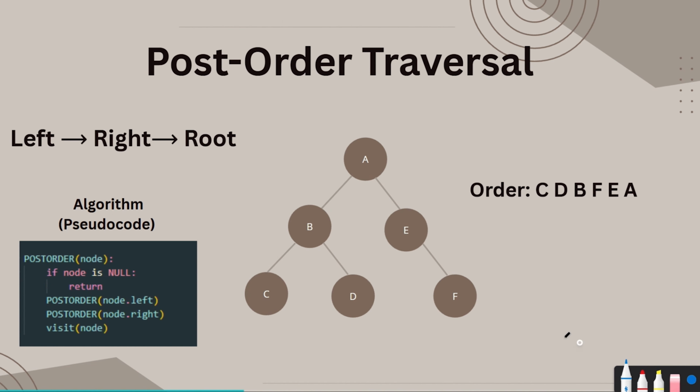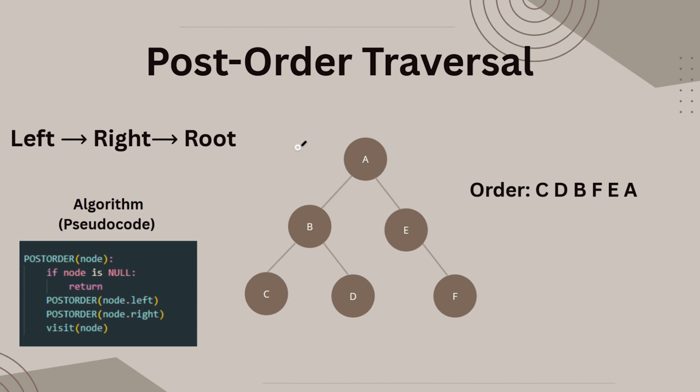So now let's take a look at an example to see how the post-order traversal works. Here too I have given a simple algorithm. We go to the left node, then we go right, and then we visit the root node. And if the node is null, it would return.